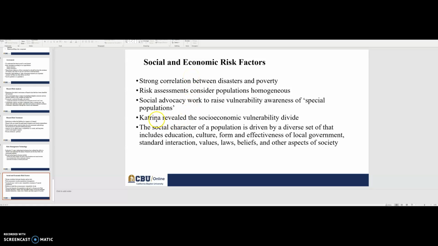Basically, Katrina revealed the socioeconomic vulnerability divide. The social character of a population is driven by a diverse set of factors that includes education, culture, effectiveness of local government, social interaction, values, laws, beliefs, and so on.